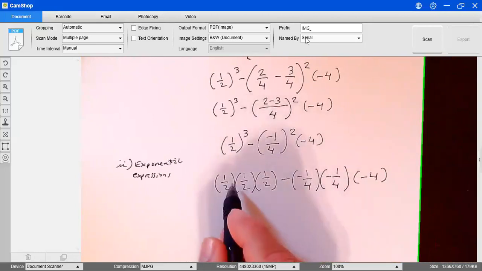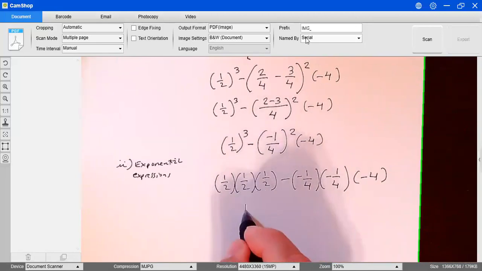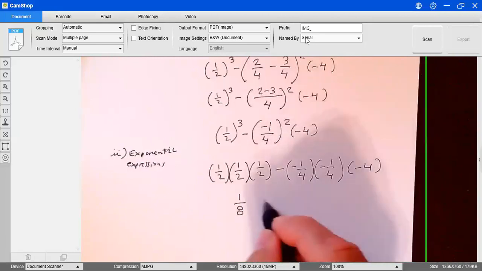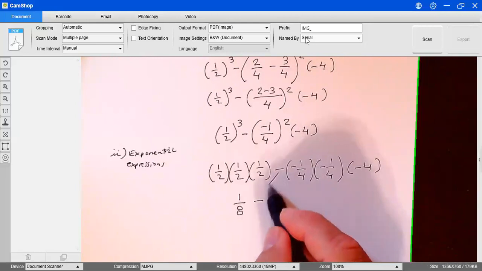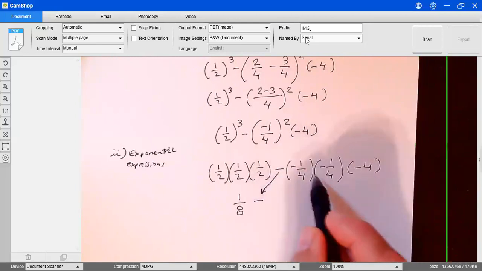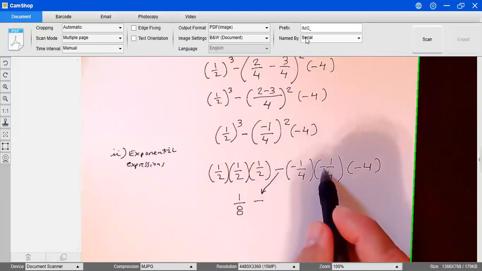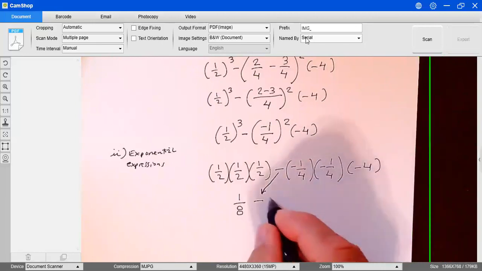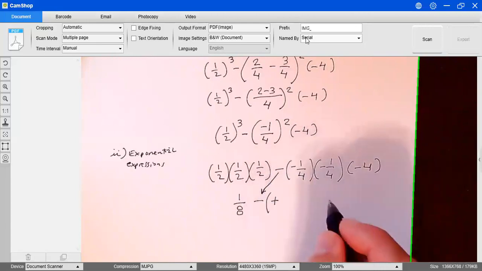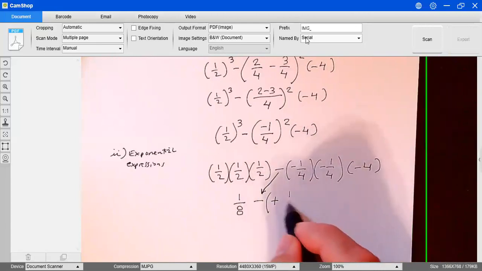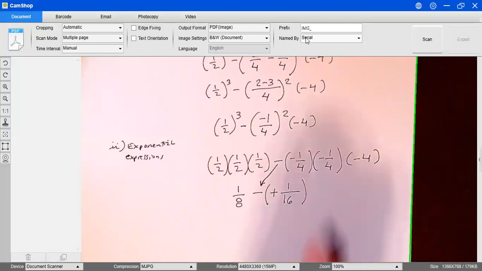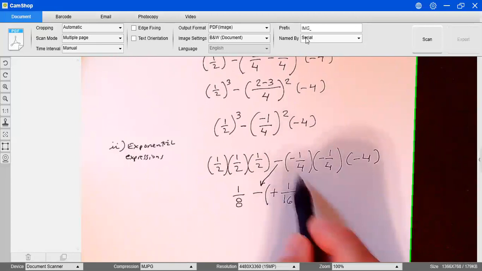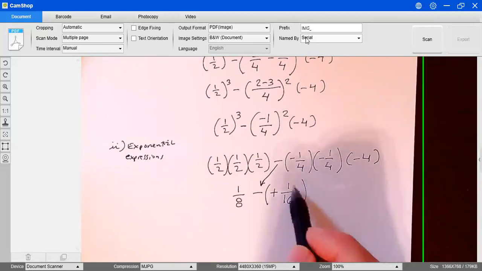So now we're going to proceed and finish our work with the exponential expressions. So this is going to be 1 times 1 times 1 is going to be 1. 2 times 2 times 2 is going to be 8. Then here we have this negative sign. This one, you will need to be very careful. This negative is this one. Then we have these two negatives. So negative times negative is going to be positive. We can just write positive. 1 times 1 is 1. 4 times 4 is 16. So this is the result of multiplying -1/4 by itself.